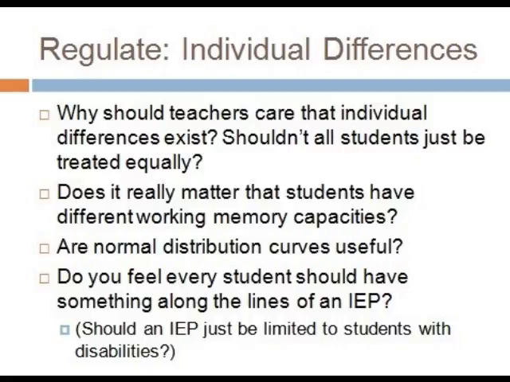To answer the question, do you feel that every student should have something along the lines of an IEP, or should an IEP just be limited to students with disabilities? I think the answer is that it shouldn't just be limited to students with disabilities. It doesn't necessarily have to be what an IEP is, but each student should have their own kind of, if you want to call it a plan of action, where each student has different needs, and that plan of action addresses those needs so that you can give each student an equal chance of learning and succeeding.